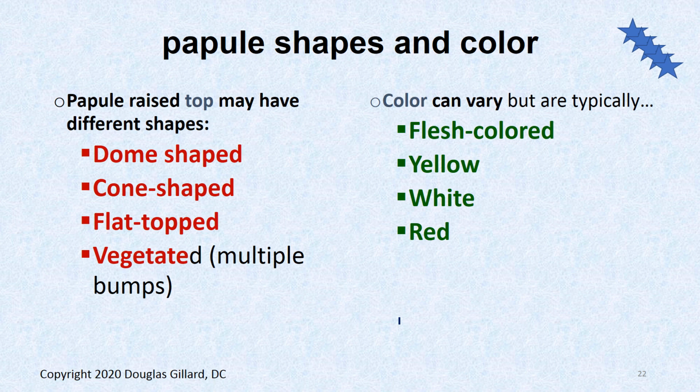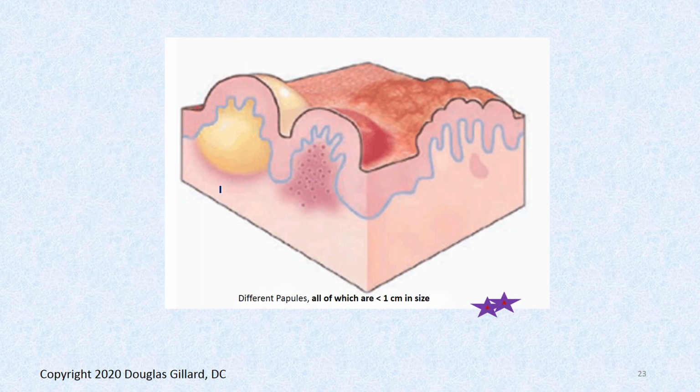They come in all different colors. They can be flesh color, the color of your skin. They can be yellow, white, red. They can have different tops to them. These raised lesions can be dome-shaped, cone-shaped, flat, variegated, vegetated. They can be lumpy, bumpy. Here's an example of this. So here's a yellowish one of maybe a lipoma, and it looks yellow because of the foam cells within it. Here is a red one. Here's a lumpy, bumpy one that's kind of flesh-colored.